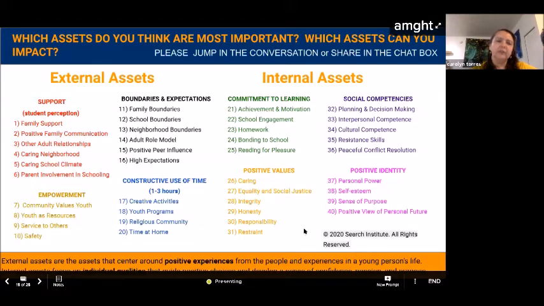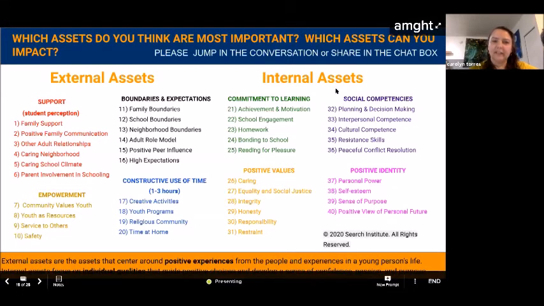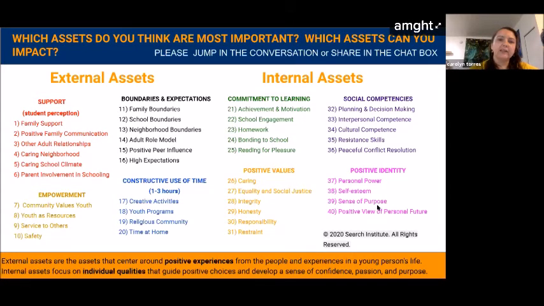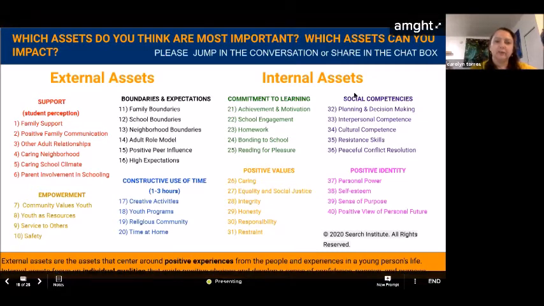The really important thing to keep in mind with assets is that it's only an asset if the child considers it an asset. So you might think they have family support, but if that kid doesn't feel like they have family support, it is not an asset for that child.